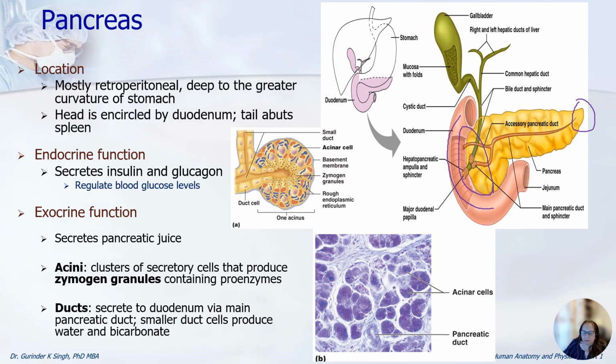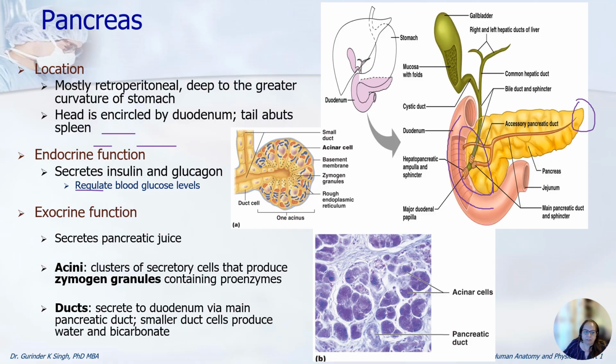The pancreas is both an endocrine and exocrine gland. As an endocrine gland, it secretes two hormones: insulin and glucagon. Their actions are opposite to one another, and they both regulate blood glucose levels. Insulin decreases the blood glucose level. Glucagon increases the blood glucose level.